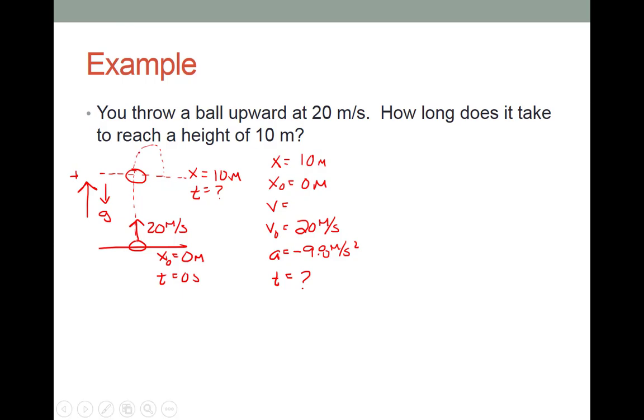So if you had assumed that the velocity was 0 at a height of 10 meters, you would not have gotten the correct answer for this problem, because it's not at the top of the motion.